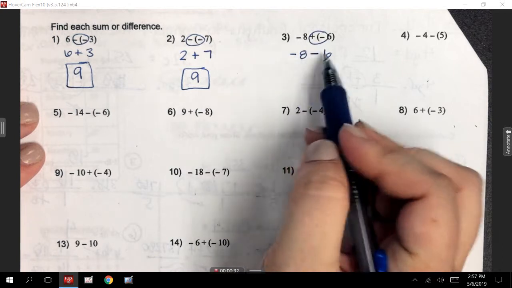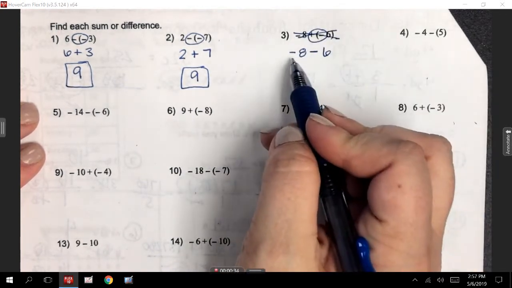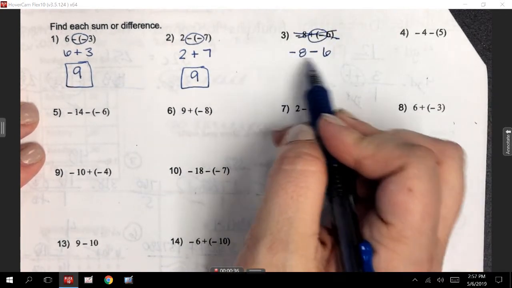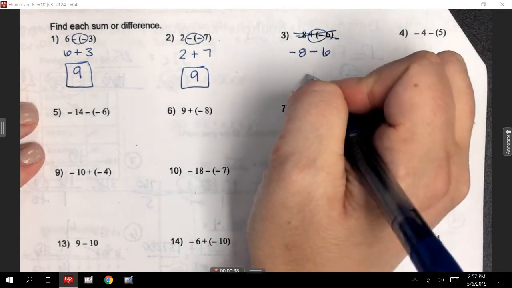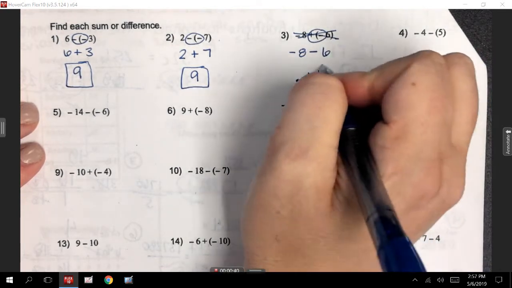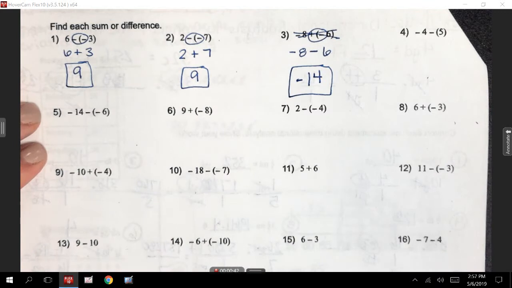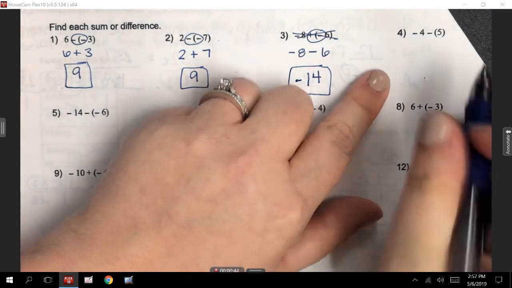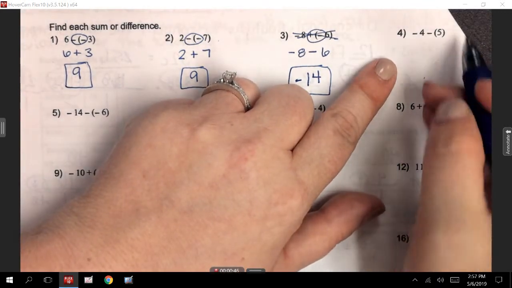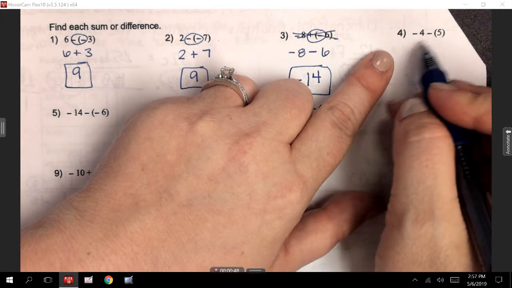Now that I have a new problem, remember this problem's gone. -8 minus 6, those are the same sign, so I'm going to add them together, which gives me 14, and it's negative since 8 is bigger. All right here, that parenthesis doesn't mean anything, but these are both minus signs, so I'm going to put them together.